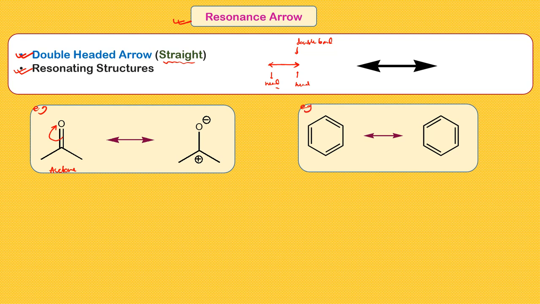Similarly, in benzene also we know this delocalization of electrons is possible, and we represent the structure like this. The first structure and the second structure are identical, but the only thing is the location of electrons is changed, and these two resonating structures are represented with this resonance arrow.